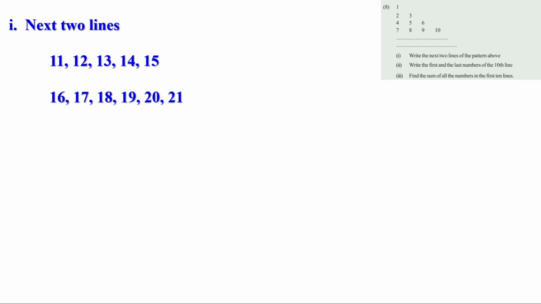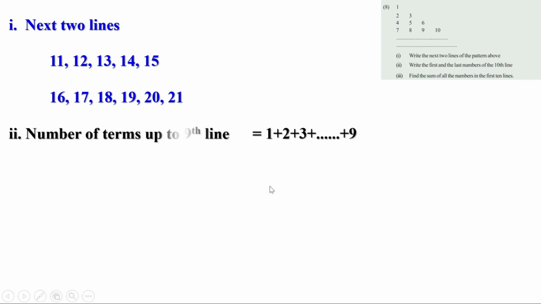Now the second part: write the first and last numbers of the 10th line. Up to the 9th line, how many numbers are there? In the first line, there is only one number. In the second line, there are two numbers. In the third line, there are three numbers. And like that, in the 9th line, there are 9 numbers. So the total number of numbers up to the 9th line is 1 plus 2 plus 3 plus up to 9. And we know this is the sum of the first 9 natural numbers, that is 9 into 10 by 2, or 9 into 5, that is equal to 45.